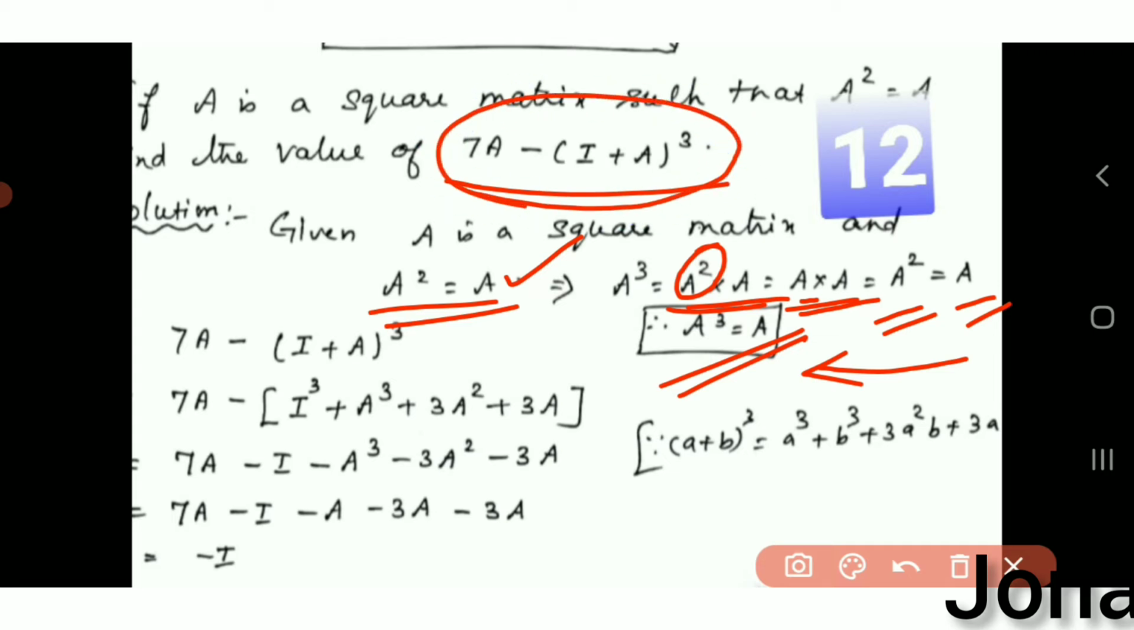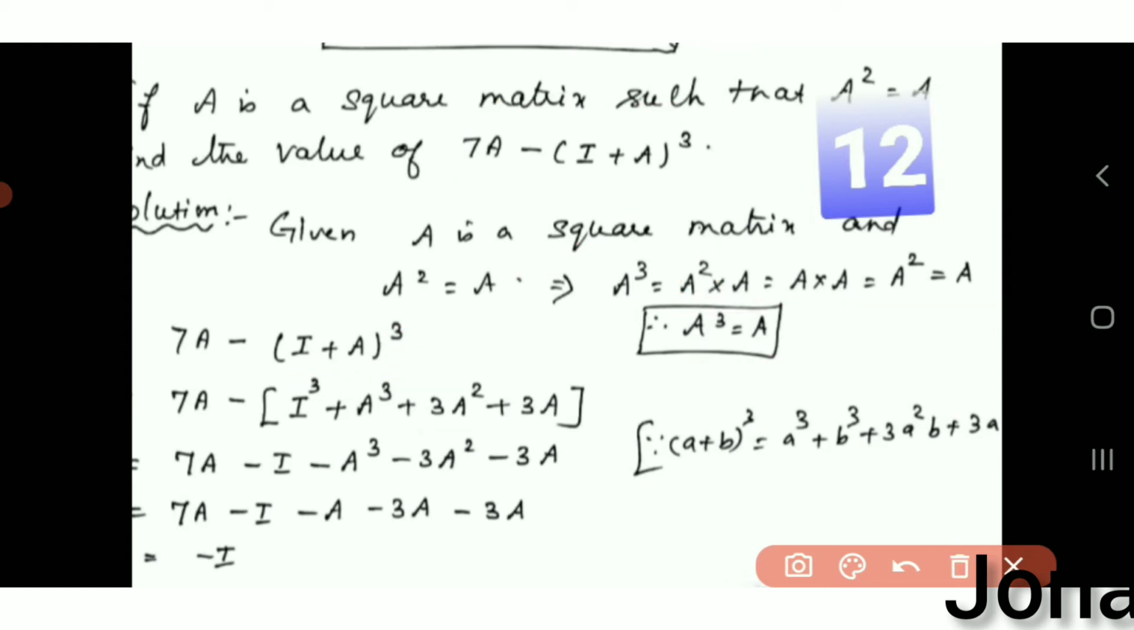So, 7A minus of I plus A the whole cube. We can expand this by A plus B the whole cube formula. So, here A cube plus B cube plus 3A square B plus 3A B square. And then we can remove the bracket by multiplying this minus symbol here, so that we have minus I cube. Minus I cube is nothing but minus I only. And then minus A cube minus 3A square minus 3A.